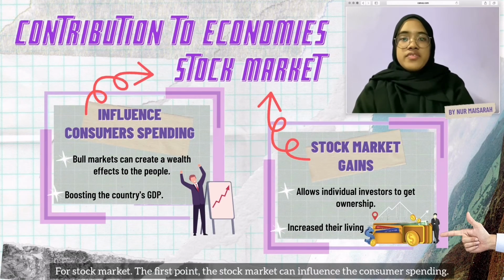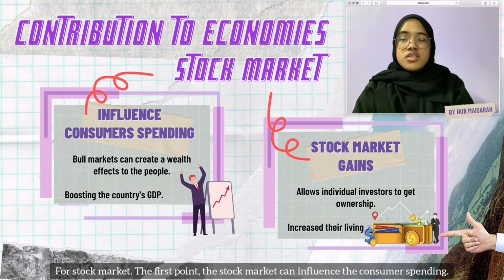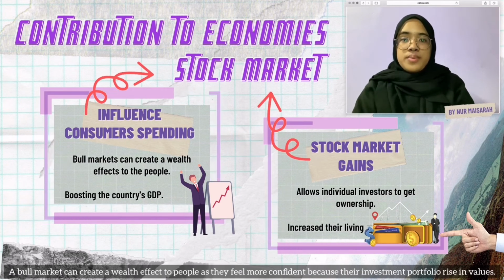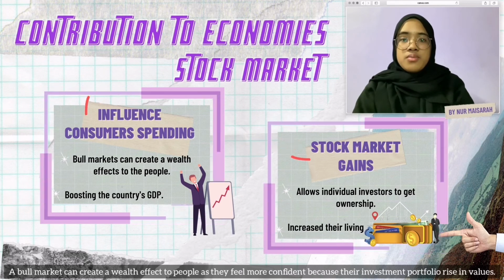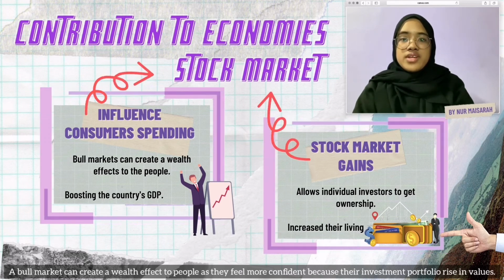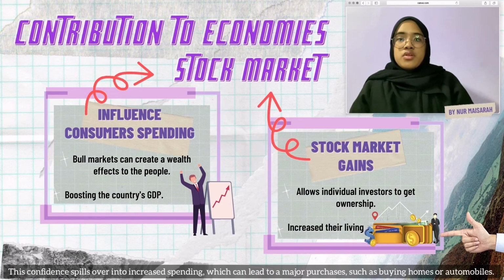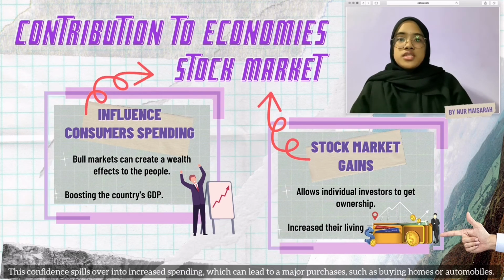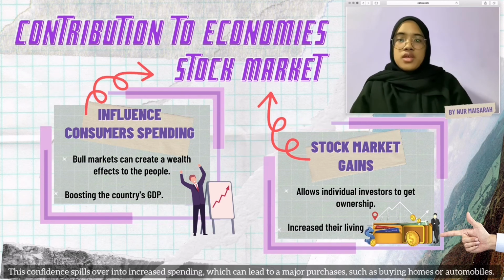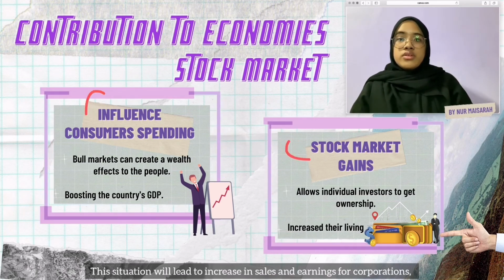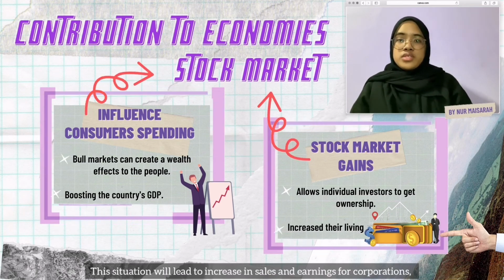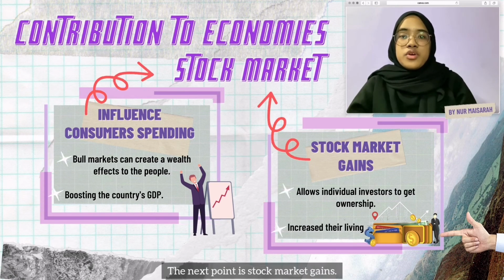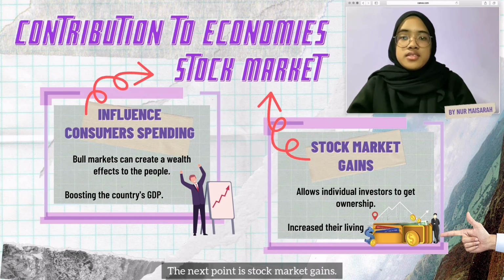For the stock market, the first point is that the stock market can influence consumer spending. A bull market can create a wealth effect, as people feel more confident because their investment portfolio rises in value. This confidence spills over into increased spending, which can lead to major purchases such as buying homes or automobiles. This situation will lead to an increase in sales and earnings for corporations and subsequently boost the country's GDP. The next point is stock market gains.